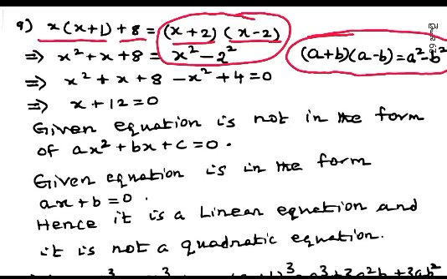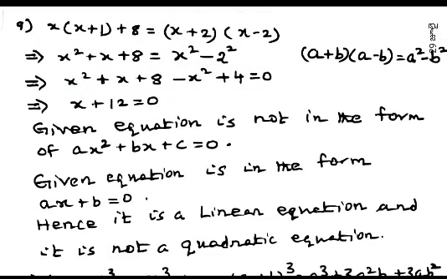The left hand side, x multiplied by x plus 1, is x square plus x, plus 8. Bringing all the terms to the left hand side, we get this, and x square minus x square is 0. So we get the equation x plus 12 equal to 0.